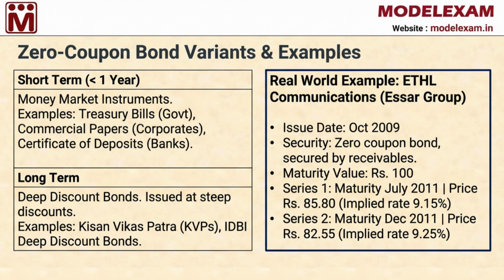To give you a real world example, in October 2009, a company called ETHL Communications from the SR Group raised 4,280 crores using this method. They issued a zero coupon bond where, for instance, in Series 1, investors paid 85 rupees and 80 paise to get 100 rupees back in July 2011. This implied an interest rate of 9.15%.